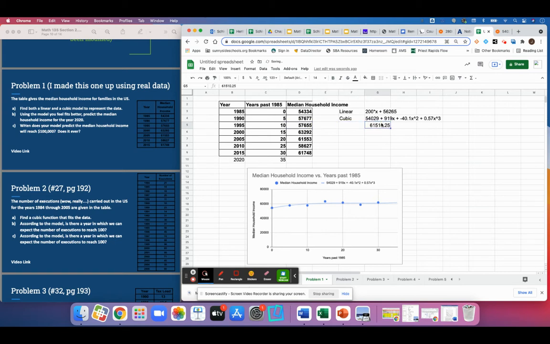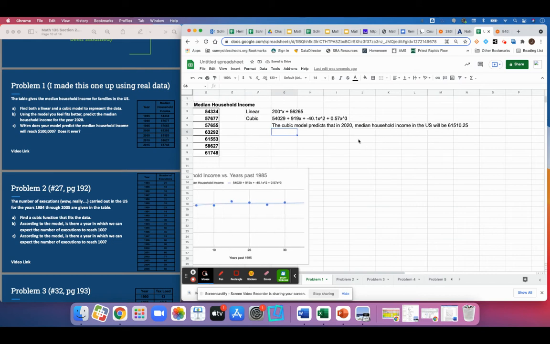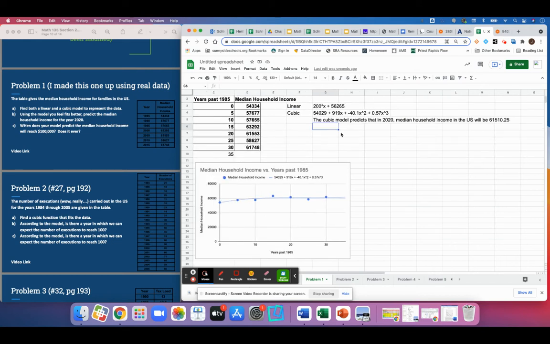So the cubic model predicts that in 2020, median household income in the US will be about $61,510.25. I am going to fact check that in just a minute and see what we got. And then, when does your model predict the median household income will reach 100,000, and does it ever?